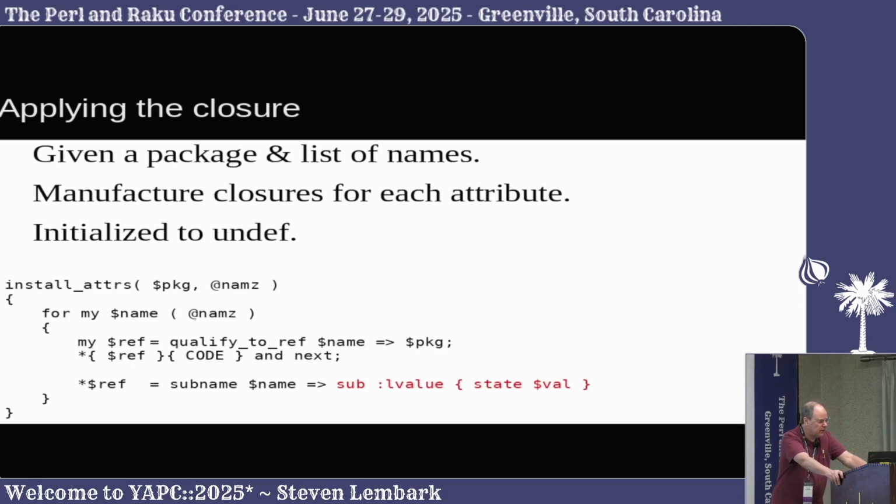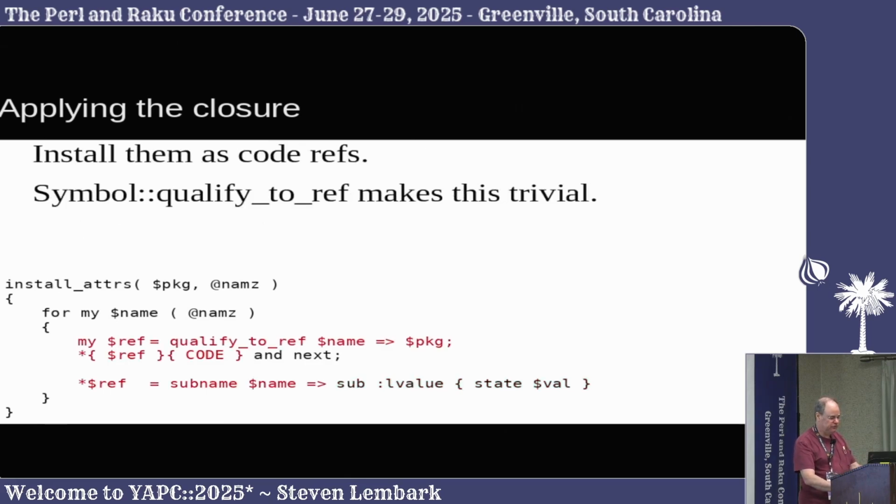And a way to do that is I can have one sub here that takes a package and a list of names and then installs a subroutine that's just a state value. That gives me, for each attribute name that I wanted, one private value that's local to that accessor. You can't get to it outside the accessor, in fact. So this is an lvalue sub, we've seen that state value. Every time I read it, I'm going to get it. Every time I write it, I'm going to save it. And the only place that it exists is in here.